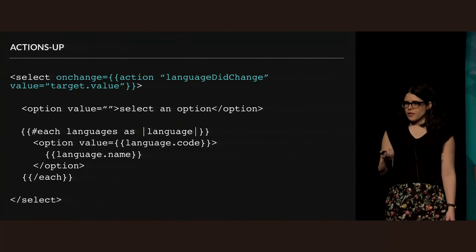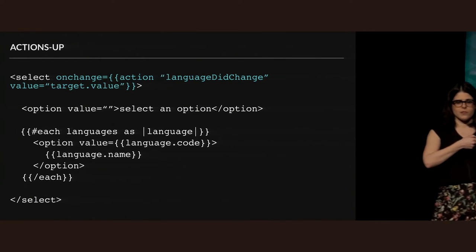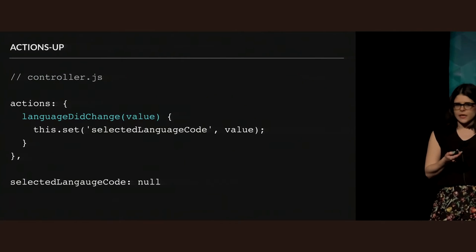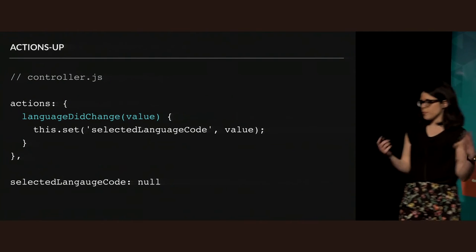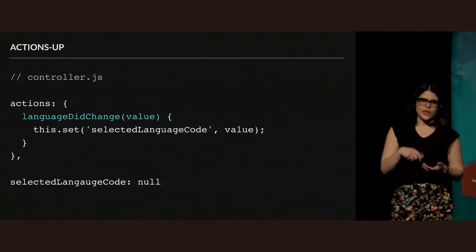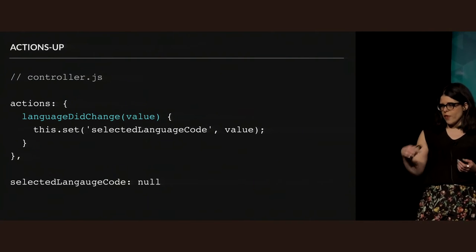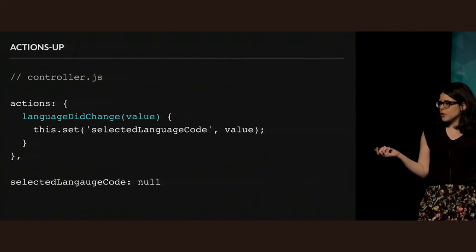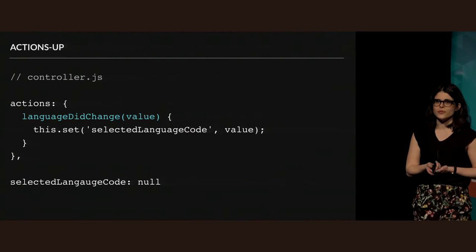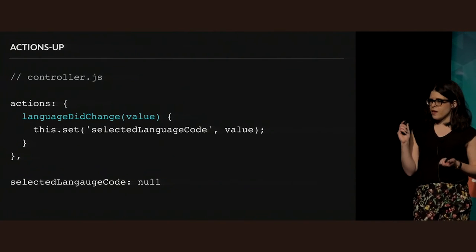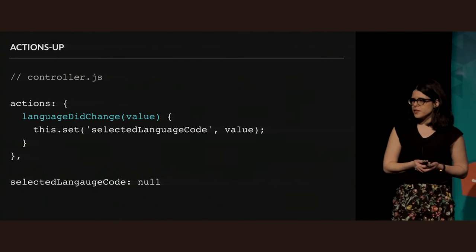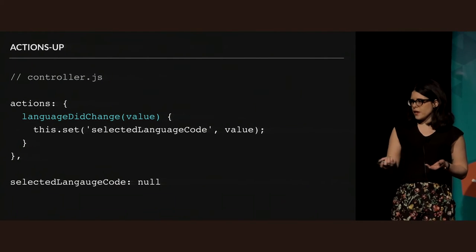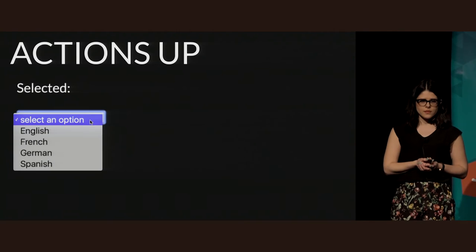So this will be in wherever template you're rendering the select. And then in the controller or in a component, obviously later, you're going to catch that action, grab the value as a param, and then you can go ahead and do whatever you want with it. So in this case, I'm just going to set a property called selected language code to whatever value, and you end up with something like this.